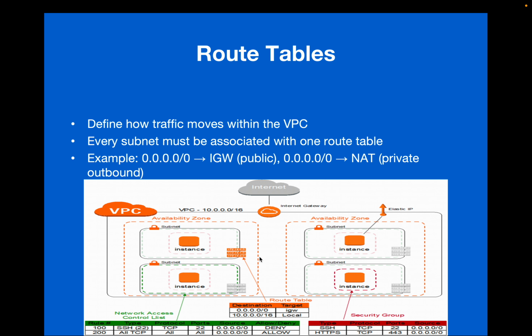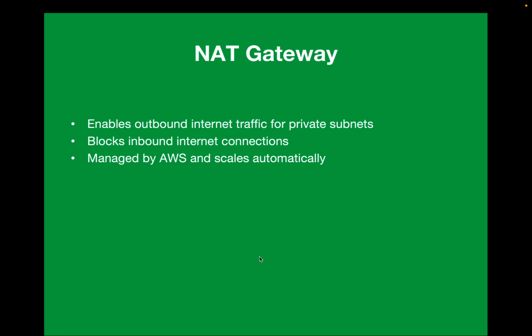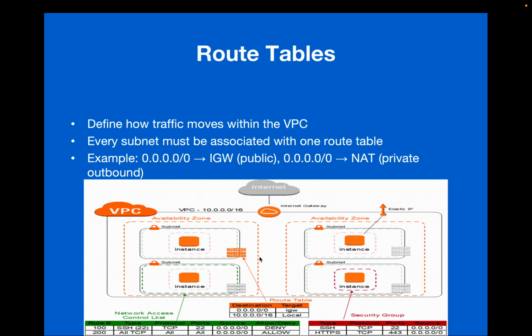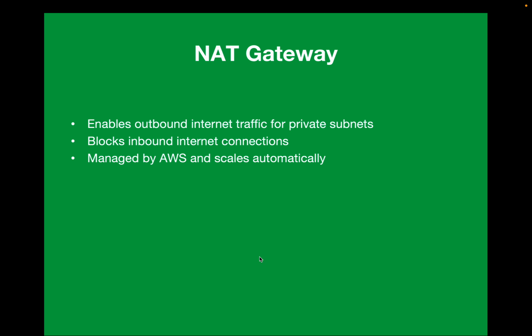Next we come to the NAT gateway. You can think of the NAT gateway as another form of internet gateway, but this is for private subnets. NAT stands for network address translation. Let me see if I can show you in the diagram. Basically, the NAT gateway is something that will enable outbound internet traffic for private subnets.